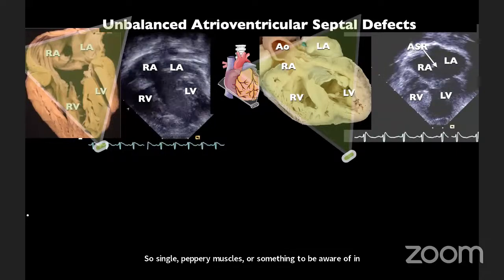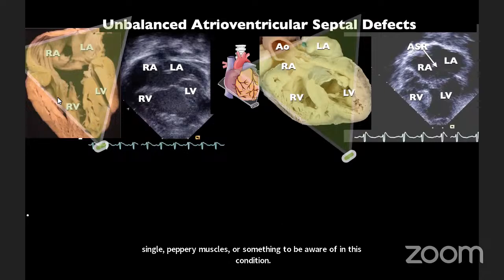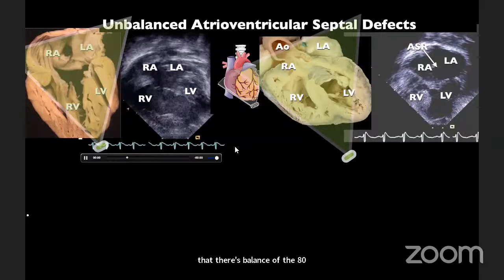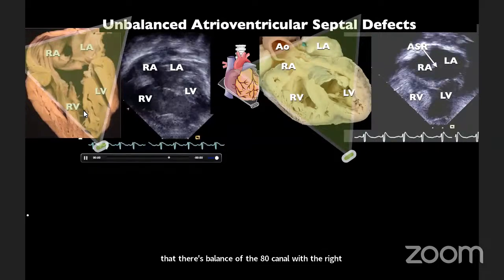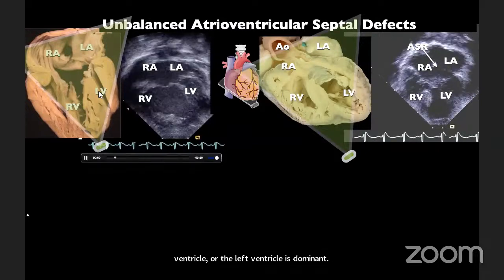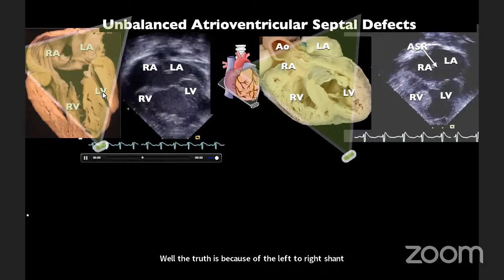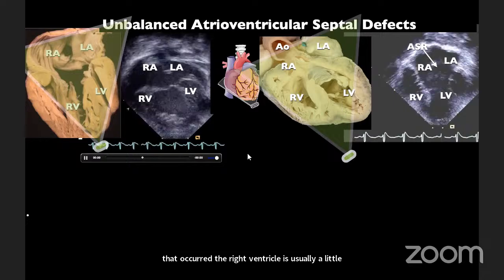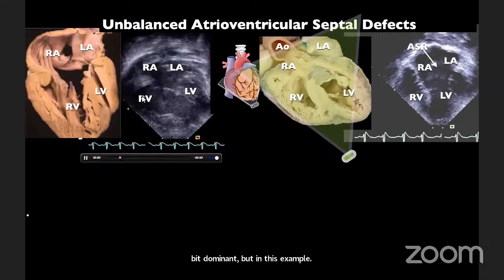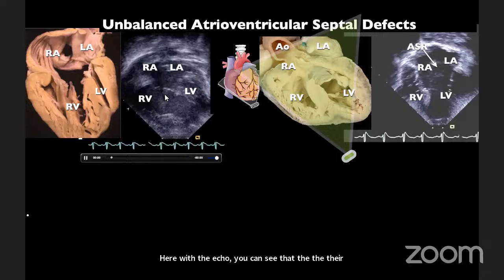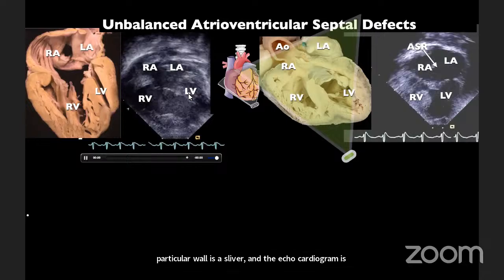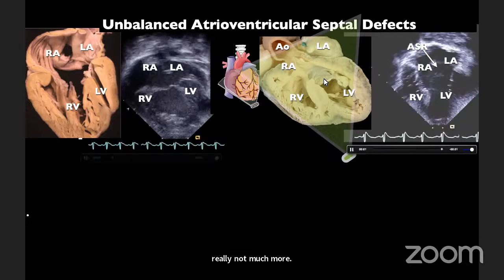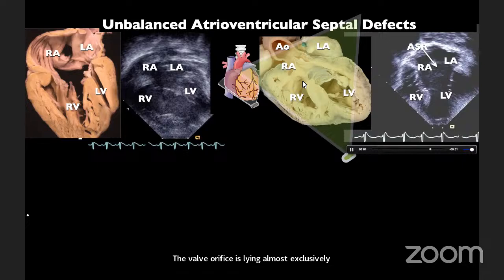And lastly, we have to talk about whether there's balance of the AV canal, whether the right ventricle or the left ventricle is dominant. Well, the truth is, because of the left to right shunt that occurs, the right ventricle is usually a little bit dominant. But in this example with the echo, you can see that the left ventricular wall is a sliver, and the echocardiogram is really not much more. The valve orifice is lying almost exclusively over the right ventricle. There's just a small amount here.